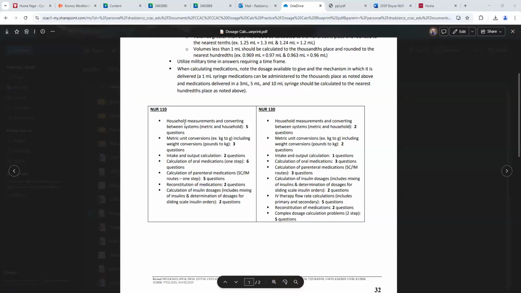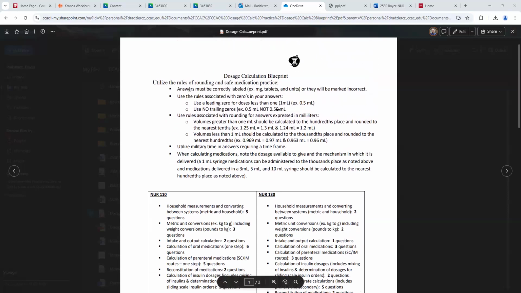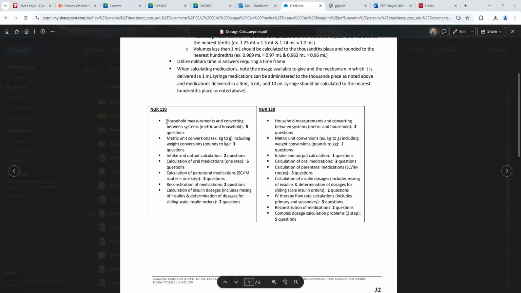So one of the things that they should have at least pointed out to you is this blueprint that just tells you what you're responsible for. The blueprint also gives you some rules like rounding and things like that, and I'll get to that in just a second. But it should have told you these couple of things. These are the types of questions in general that you're going to see on your test.